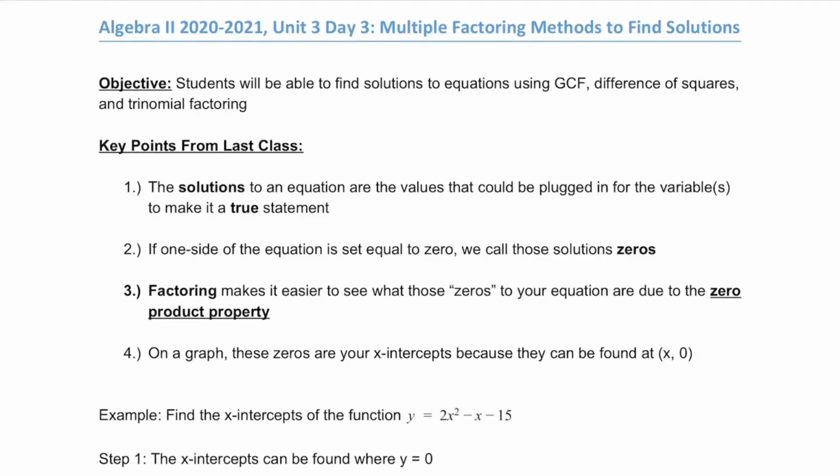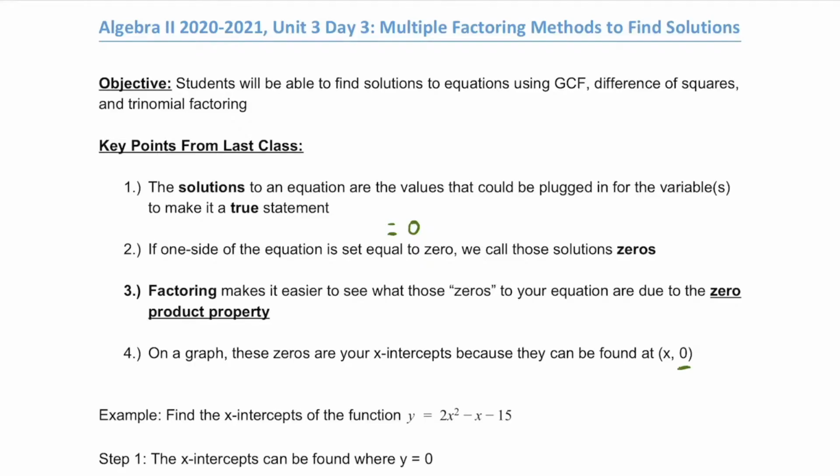Number one, the whole reason we factor is to make it easier to find solutions to equations. So solutions, just what could I plug in for the variables to make this a true statement? We have a special type of solution if one side of the equation is set equal to 0. We call those solutions zeros. And if we were to graph those zeros, those would be the x-intercepts because they would be the values of x that give you out an equal 0 for y.